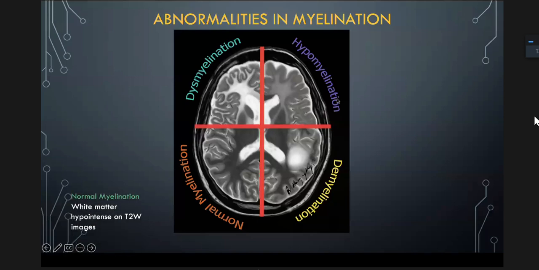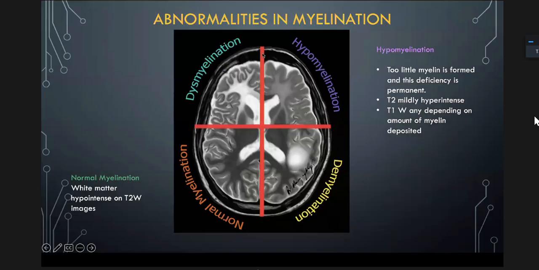So coming to abnormalities of myelination, here I have drawn four different images. Now, this quadrant here, we see normal myelination because the white matter on T2 weighted appears dark. Therefore, it's normally myelinated. As compared to this side here, we see the white matter appears grayish. So that means there's too little myelin which is deposited, and this is permanent. And the T1 weighted image can be anything. It will depend on the amount of myelin deposited.